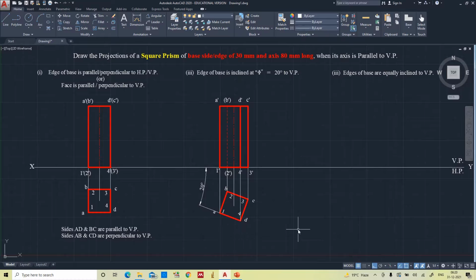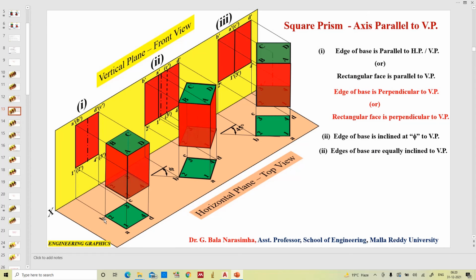Okay, now this is all about the first two cases, and now the last case is that when the edges of the base are equally inclined to vertical plane. If you see here, these edges are 90 degrees with each other, 90, 90, 90. So these two sides are 0 degrees and these two sides are 90 degrees with respect to vertical plane, and they are asking equally inclined to vertical plane. You can see the third case. Equally inclined means each side will make an angle 45 degrees with respect to vertical plane.